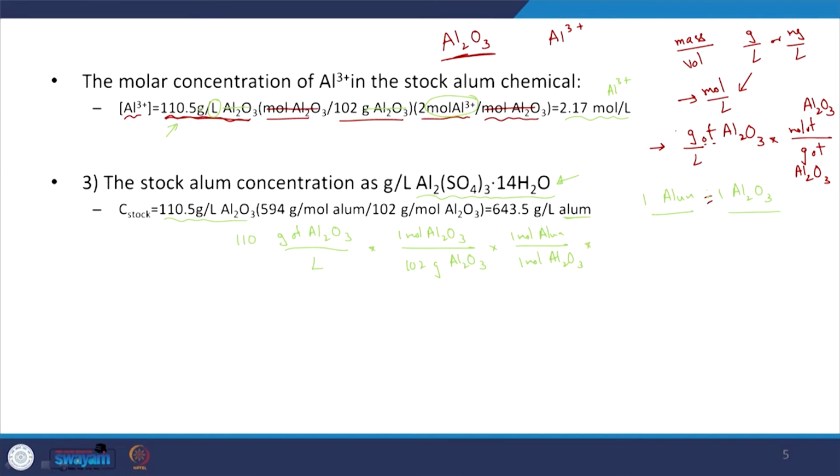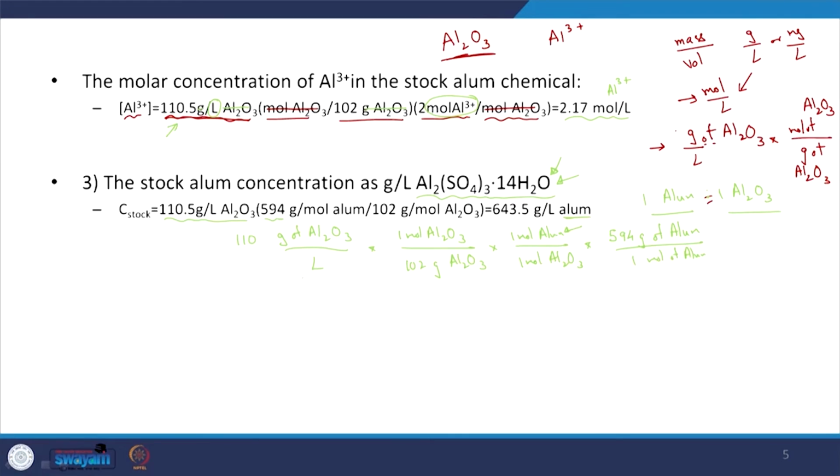Here the units are not asked in terms of moles per liter of alum, but mass per liter of alum. So, I need to convert moles per liter of alum into mass of alum. How do I do that? I will multiply with the molecular weight of alum. So, what is this? It is 594 grams. When I say alum, I am referring to this particular molecular formula, grams of alum per 1 mole of alum.